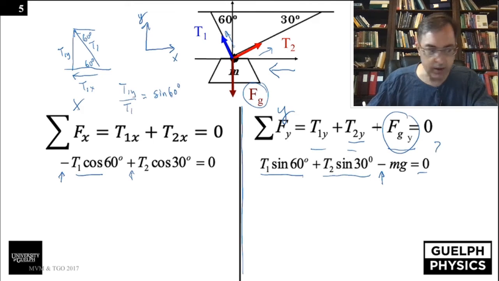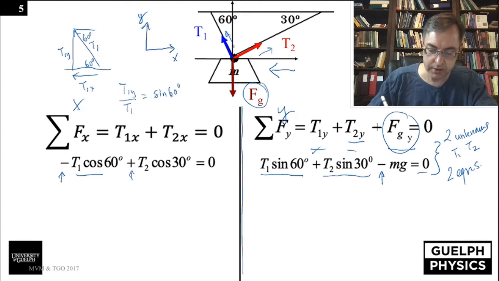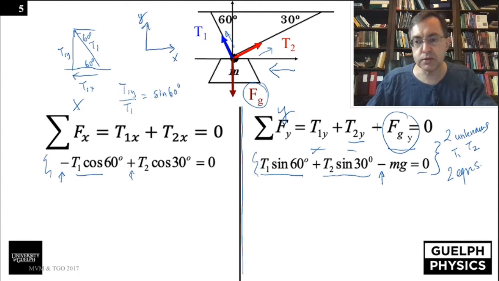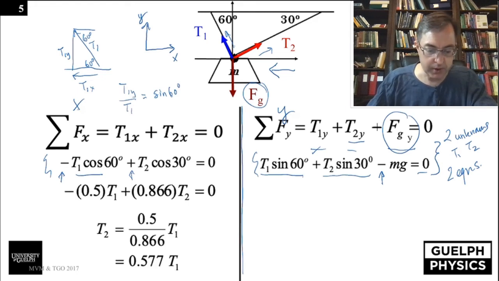So what I have now is two unknowns, which are T1 and T2, which I don't know, and two equations. That's this equation here, and the equation here on the left. So I have two equations and two unknowns, and I can solve these using standard techniques. I want to eliminate T2 because I'm after T1. So I'll start over here with the x part, and I'll plug in the numbers.